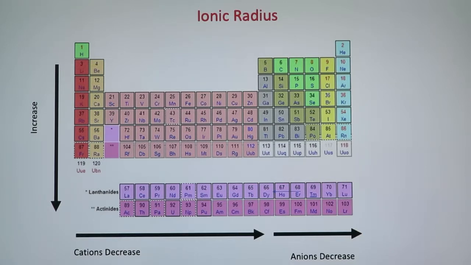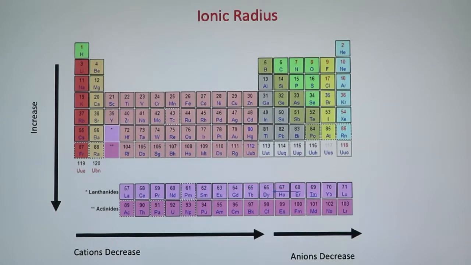Metals tend to lose one or more electrons to form a positive ion. As you move across the period, the ionic radii of metal cations tend to decrease because of increasing nuclear charge. As you come to non-metal elements in a period, their atoms tend to gain electrons to form negative ions due to the increasing nuclear charge.